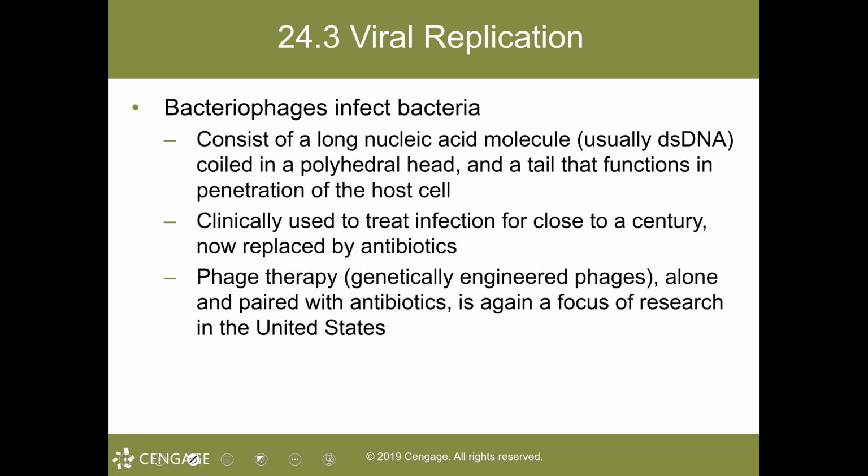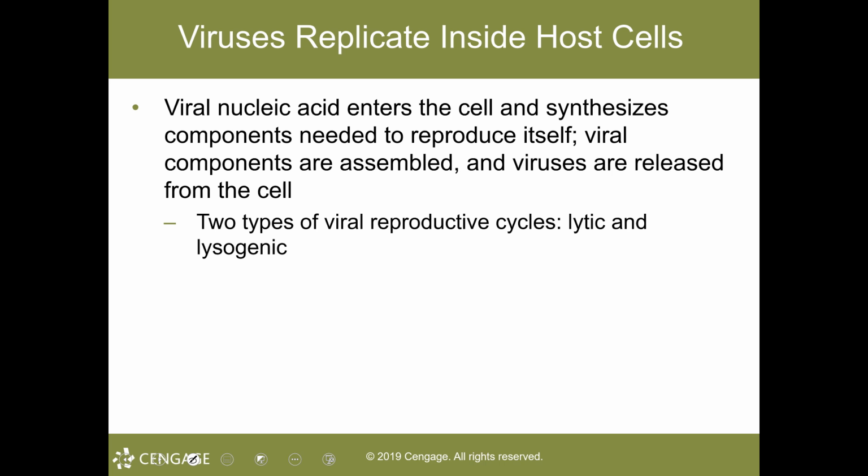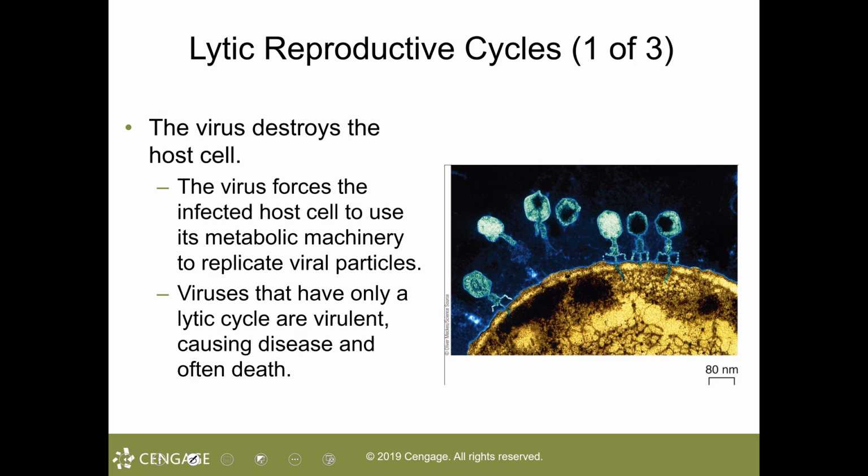It happens, class, in one of two ways. Let's move on to the two types of viral reproductive cycles, being the lytic and lysogenic cycles. Let's begin with the lytic cycle. In the lytic cycle, the virus destroys or lyses the host cell. Typically, if the virus only uses the lytic cycle, it is particularly virulent, causing disease or death.